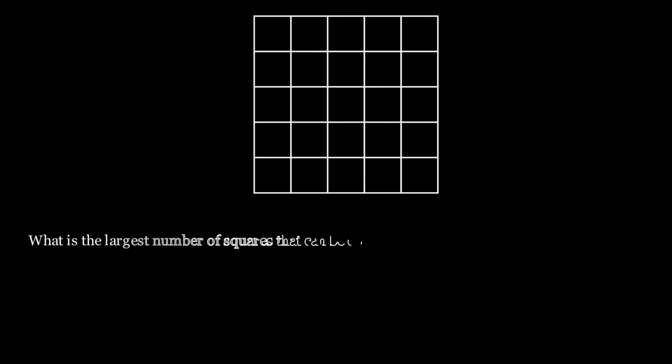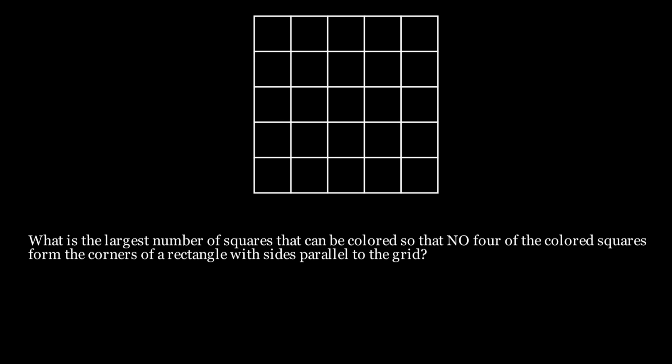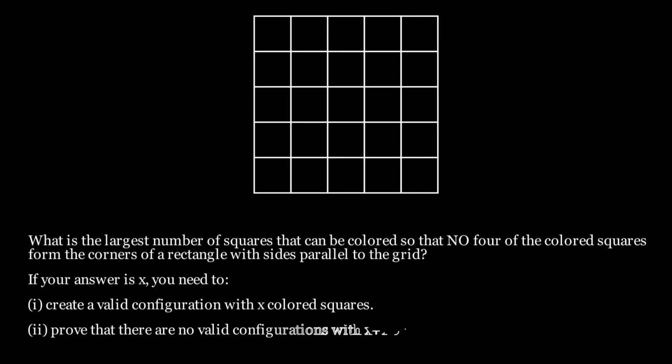So, what is the maximum number of squares that can be colored while ensuring that no 4 of the colored squares form the corners of a rectangle with sides parallel to the grid? If your answer is X, you need to create a valid configuration with X colored squares, and also prove that there are no valid configurations with X plus 1 or more colored squares. Try to solve it on your own.